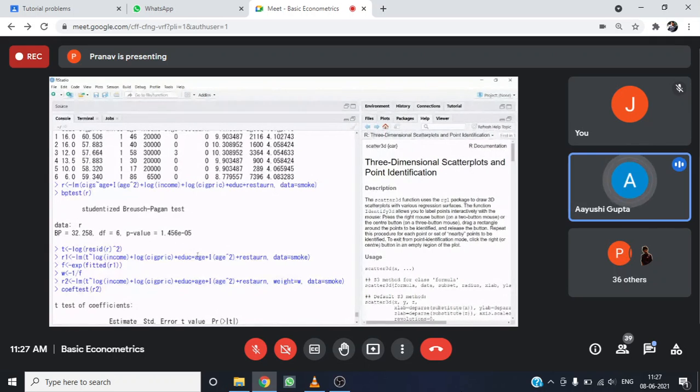So why have you taken the exponential of the fitted values? Because you took the logarithm of the squared residuals here. So in order to convert it back, we take the exponential values of the fitted squared residuals. Okay, got it.